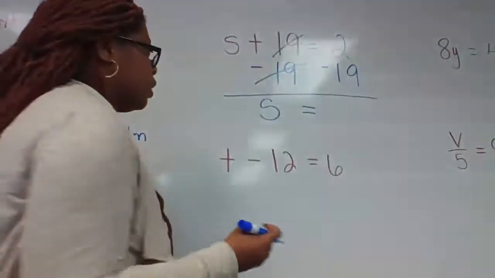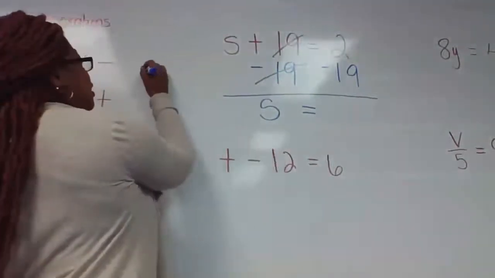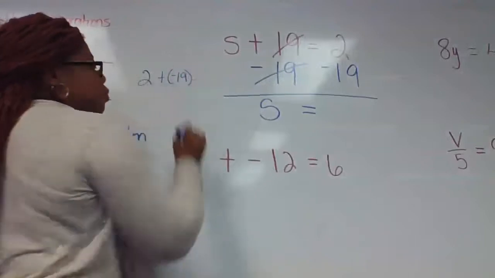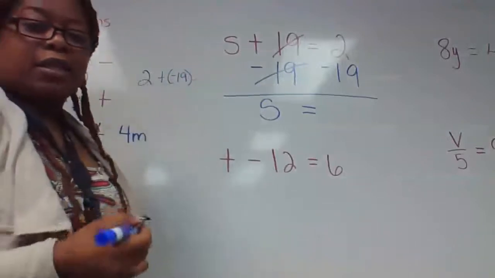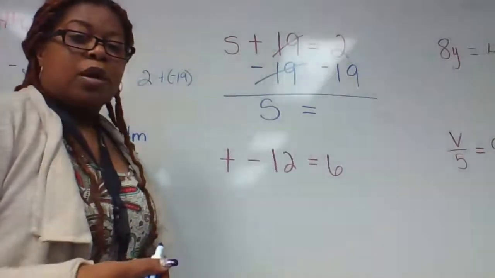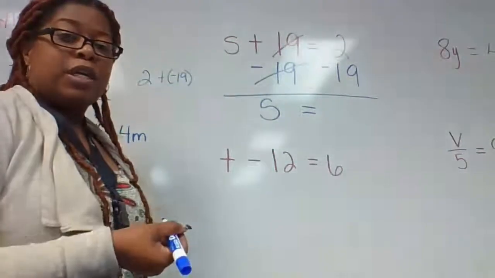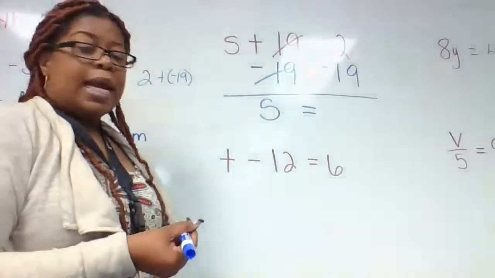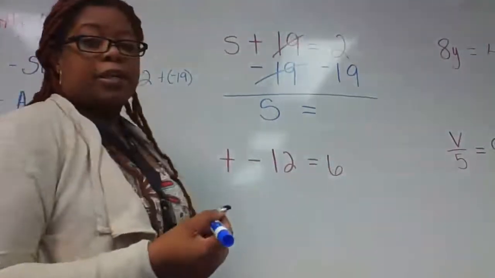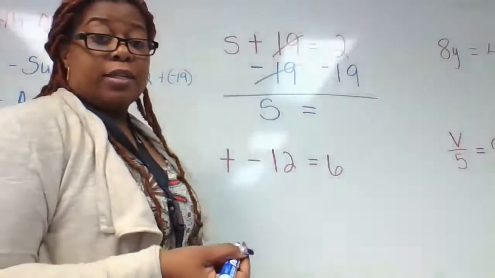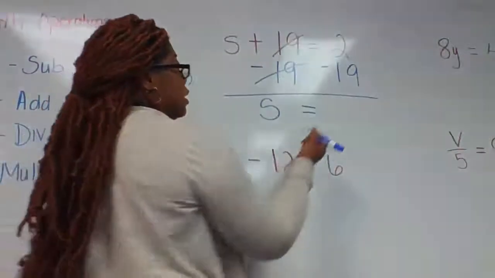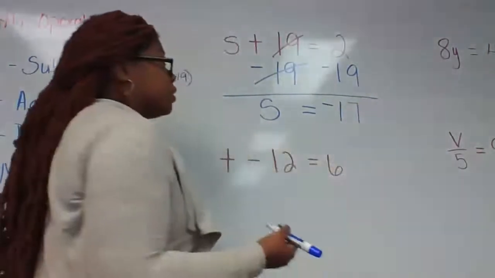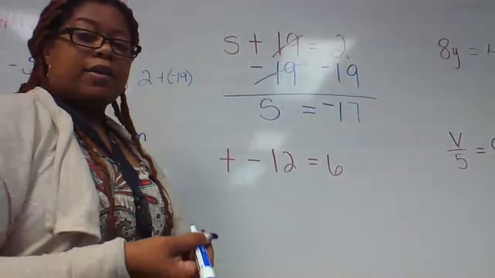If you need me to put it in context, that looks like such. 2 plus negative 19. We have two different signs, thus we are going to subtract. So 19 minus 2 is 17. And then we keep the sign of the larger number. The larger number in this case is 19. So the answer is negative 17. So S equals negative 17.